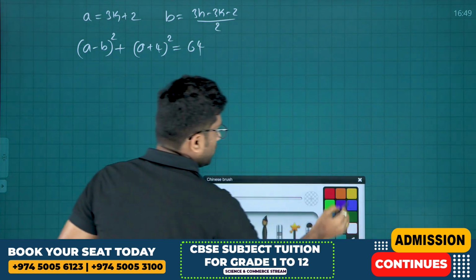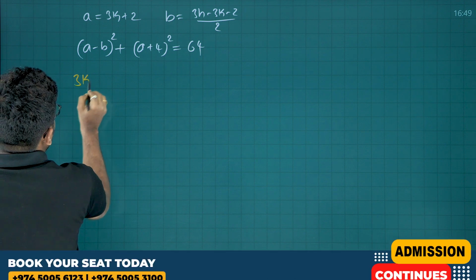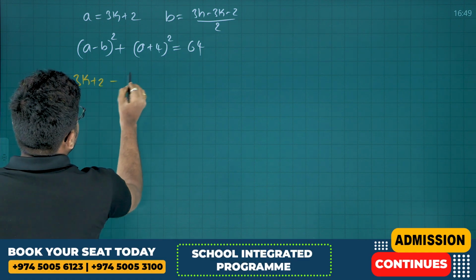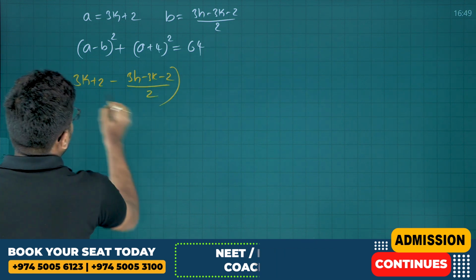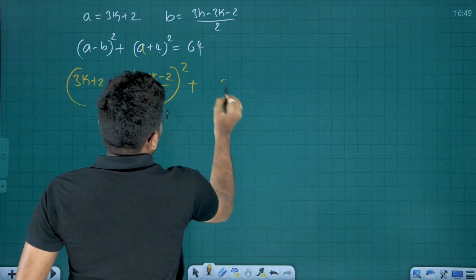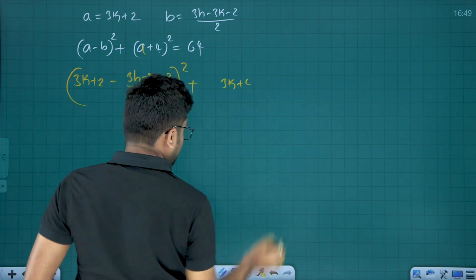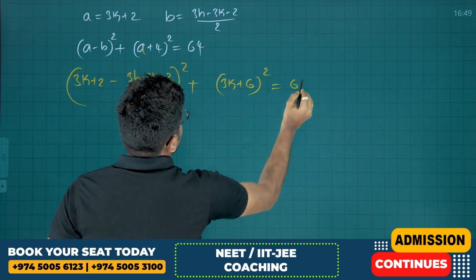Now let's substitute this. If we substitute a as 3k plus 2, and b as (3h minus 3k minus 2) whole divided by 2, whole square. A plus 4, a is 3k plus 2 plus 4, that is 3k plus 6, whole square is equal to 64.